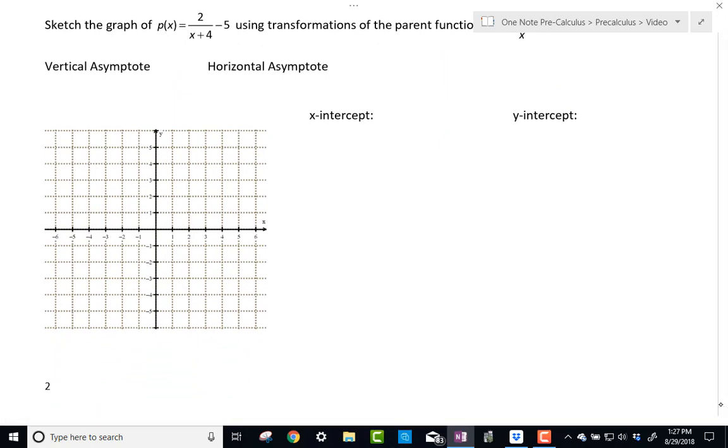All right, so starting off with the vertical asymptote, I look at my denominator here. I want to know what makes x plus 4 equal to 0. If I subtract 4 on both sides, I get x equals negative 4. There's my vertical asymptote. Right away, I'm going to draw.